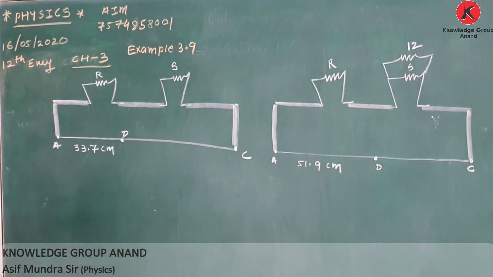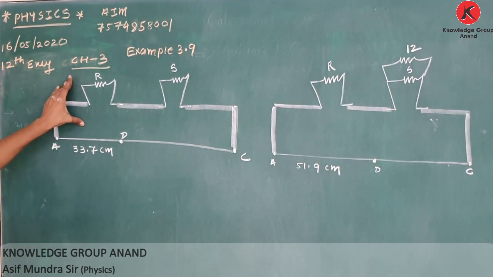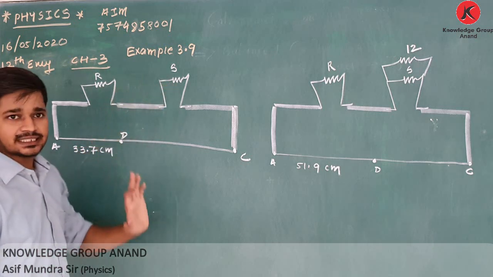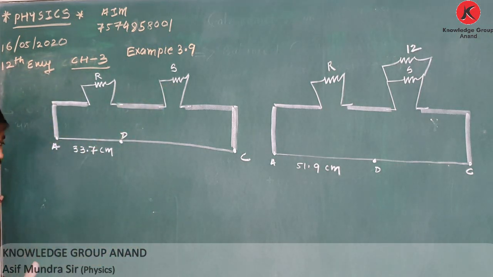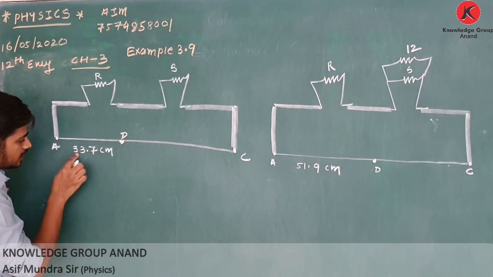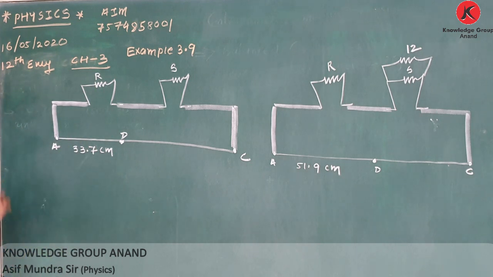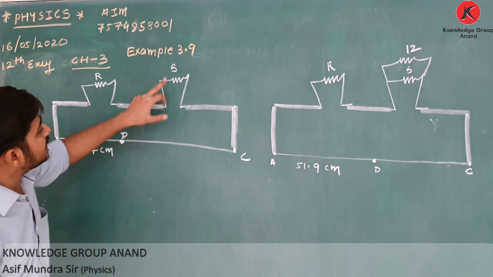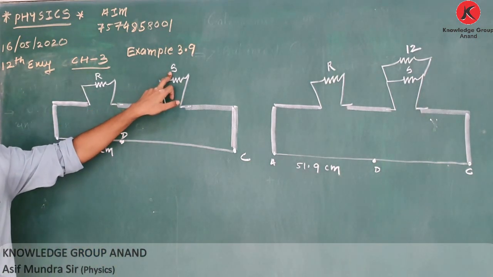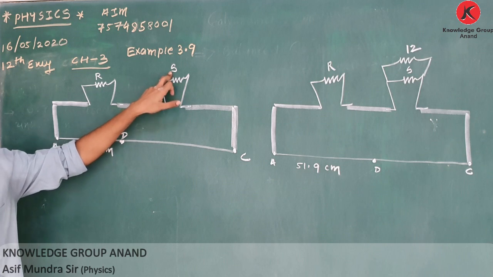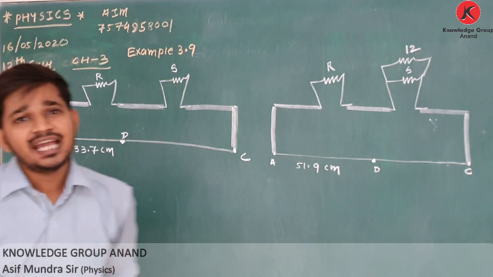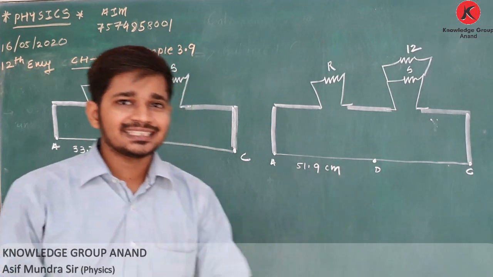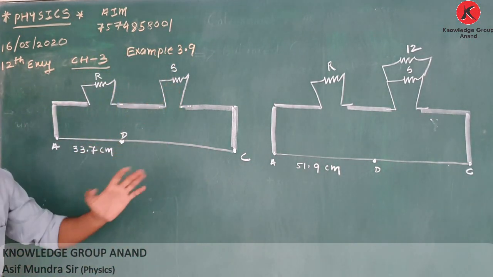Okay students, now we will see one question based on the meter bridge. You are given this figure only, the first figure. Resistance R, resistance S. In this case, the null point from point A is at 33.7 centimeter. Now what is the question? If a 12 ohm resistor is connected in parallel with S, then find the values of R and S. See, it is an easy question. The question is long, but its solution is very easy.